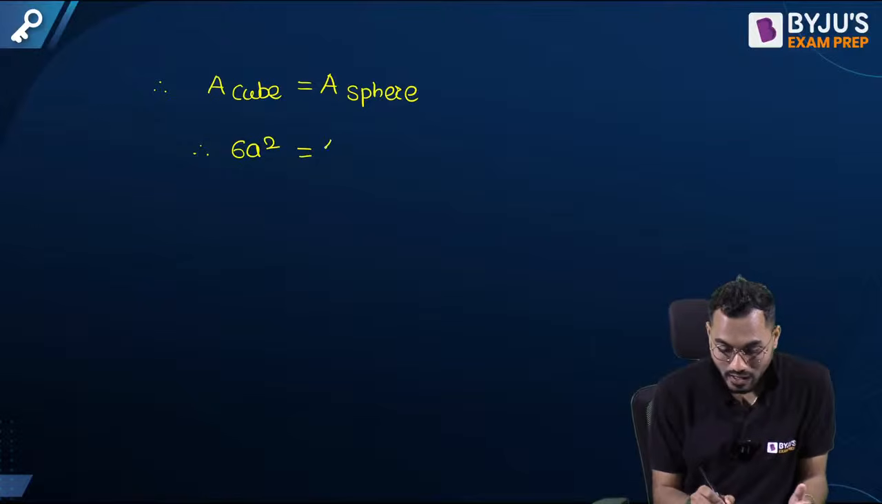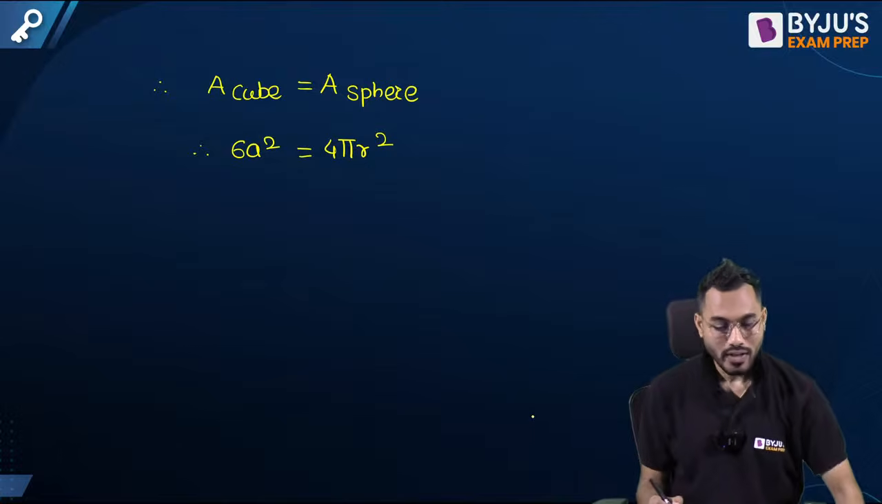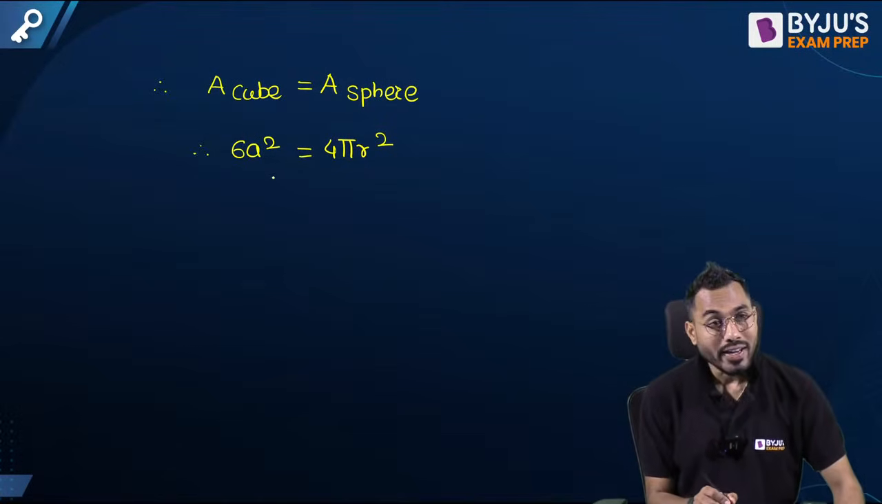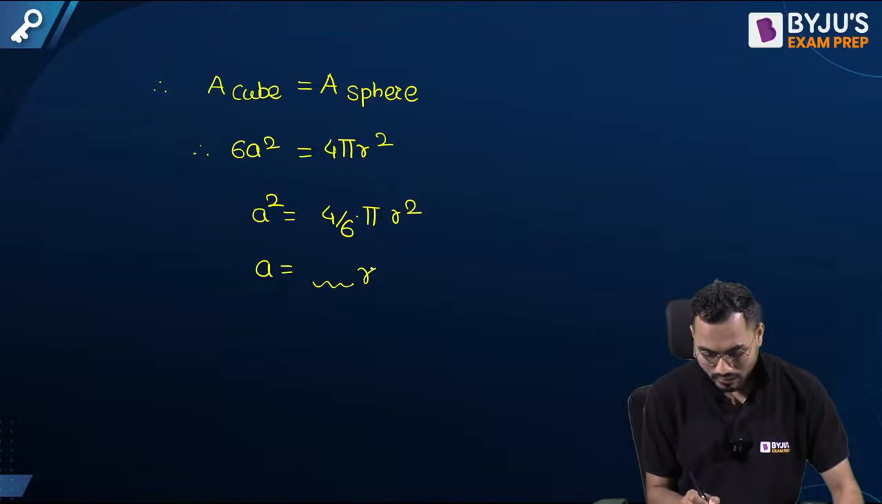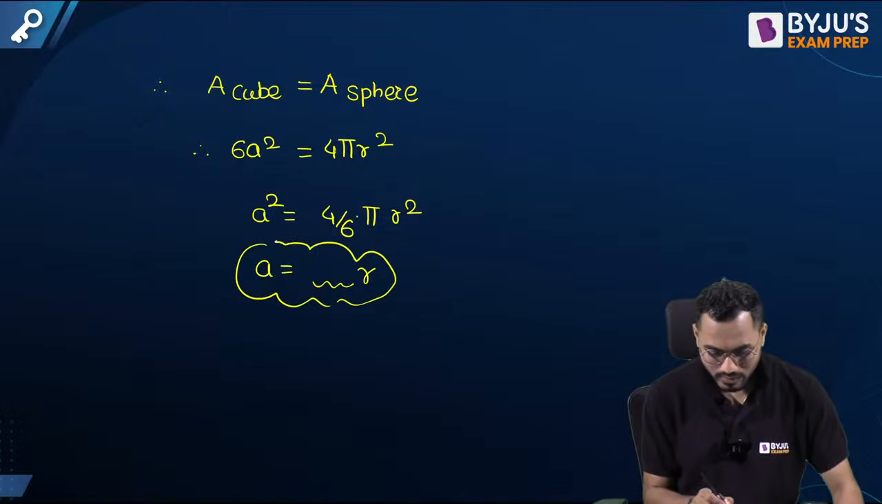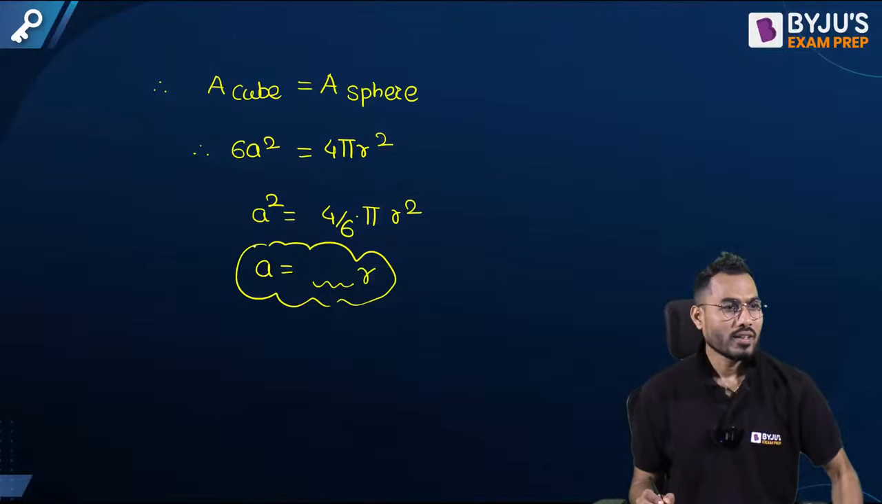And what is the surface area of the sphere? 4 pi r square. Is it okay, everybody? Yes. Can I set a relation between r and a? So can I say that 6a square is equal to 4 pi r square, so a will be in terms of r. Has anyone calculated? Right, fine.